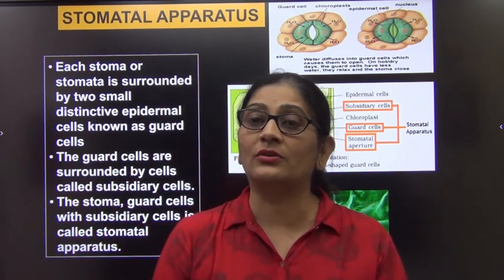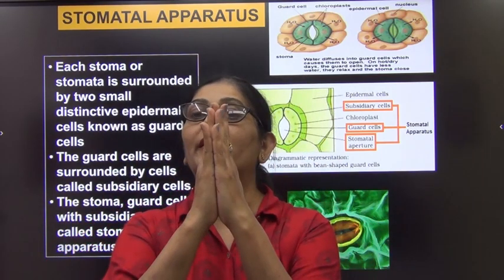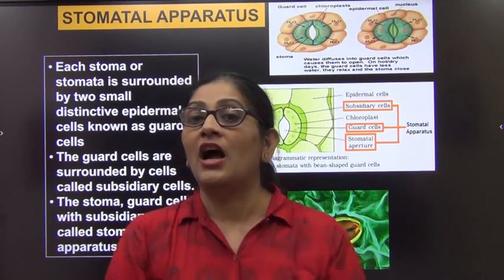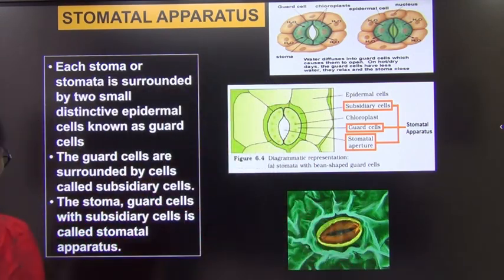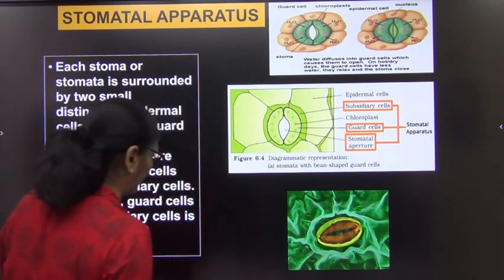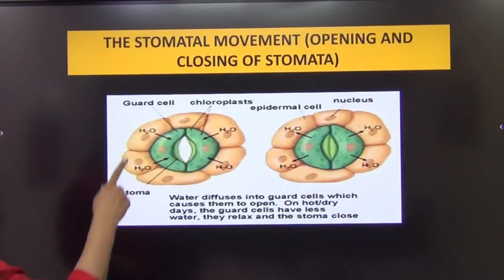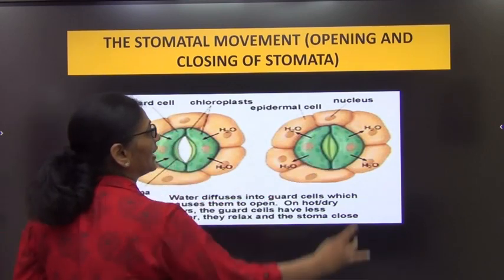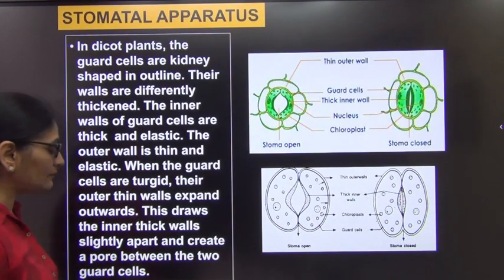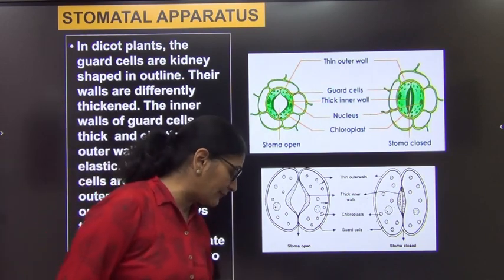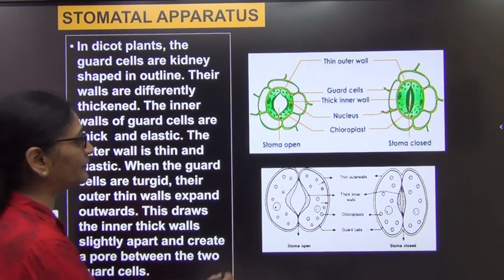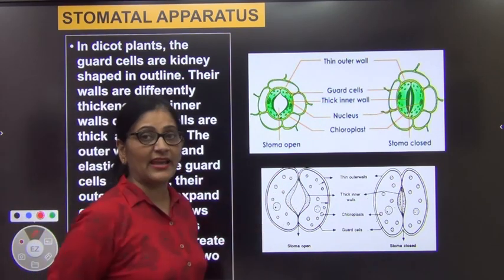So the next question is, how does this stomata open and close? ये गार्ड सेल कभी दूर चले जाते हैं, कभी पास चले जाते हैं. How does this opening and closing of stomata exactly take place? So the stomatal movement: how does the stomata open at some time and close at some time? इसके लिए I am going to tell you some things which are not in your NCERT, but it is very important for you to understand. Look at these two guard cells carefully.